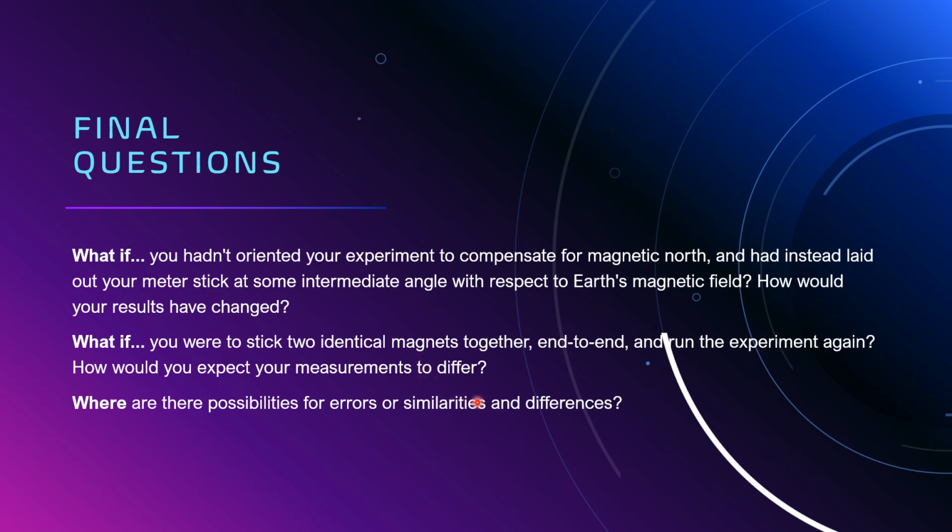And what could be possibilities for errors or similarities and differences? For one thing, we could have just had an issue with the magnetometer. The magnetometer could have been wrong, or the code could have been wrong, or the magnet was defective in some way.